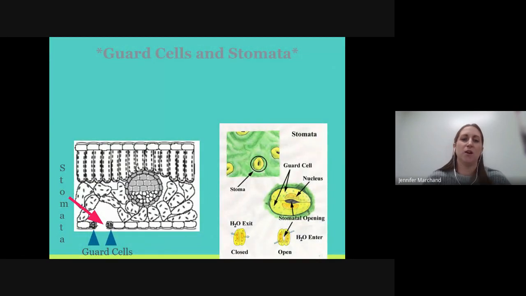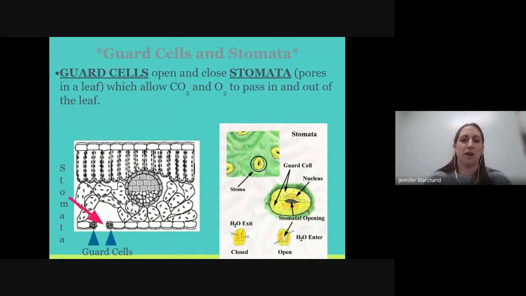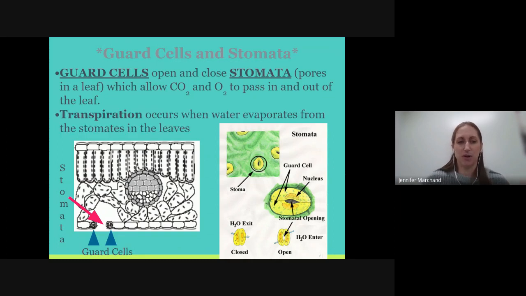Okay. We also have the guard cells and the stomata. So guard cells open and close the stomata, the pores in each leaf, which allows the exchange of CO2 and oxygen to pass in and out of the leaves. Obviously, the plant is going to need CO2 for that Calvin cycle process that we just talked about. And then the oxygen needs to be released because that's a product of photosynthesis and the plant doesn't need it. And so the plant releases it in the air. So obviously we can breathe it.